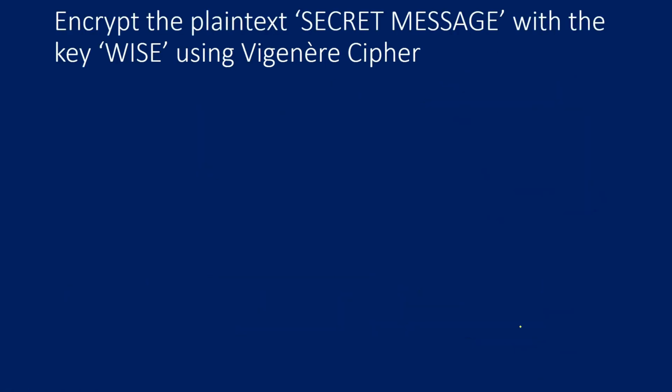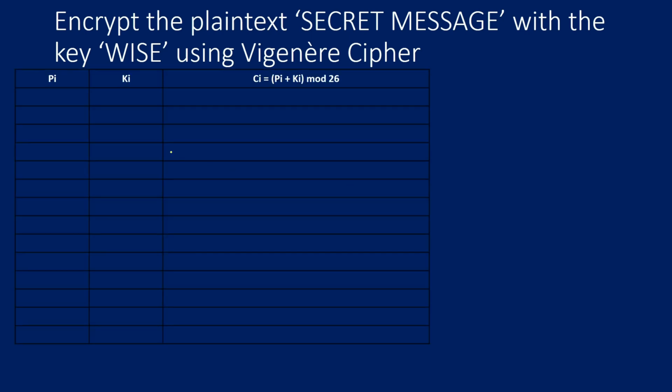So the given numerical is to encrypt the plain text secret message with the key wise using Vigenere cipher. We will start the encryption by first drawing a 3-column table. We'll fill up the first column with the given plain text. So the given plain text is secret message. So I'll write down all the letters in the first column. So SECRET, space, MESSAGE. So I've written the plain text letters in the first column.